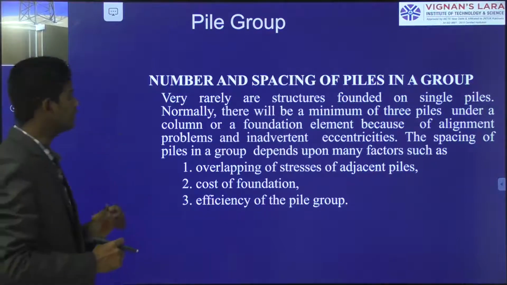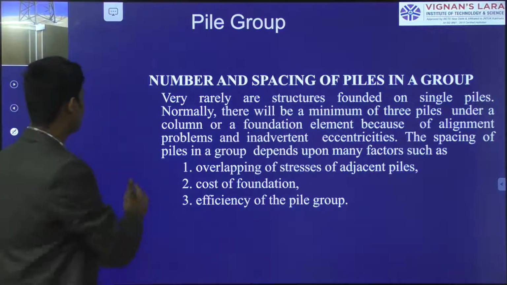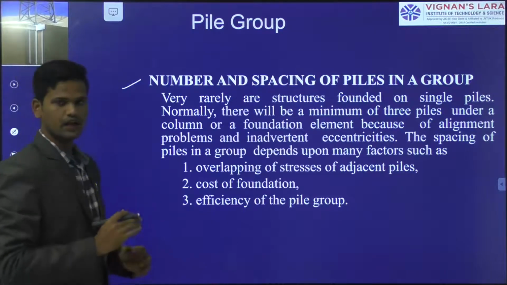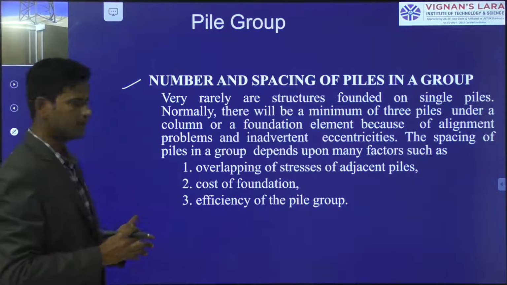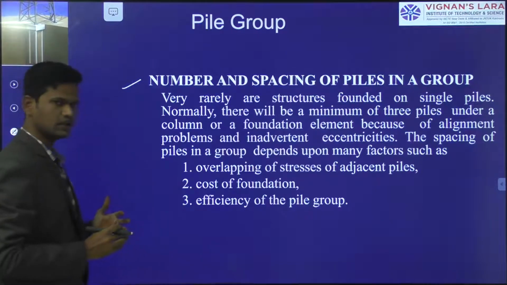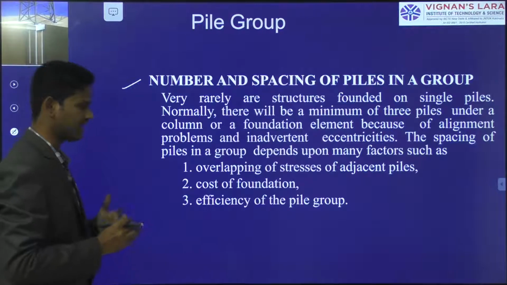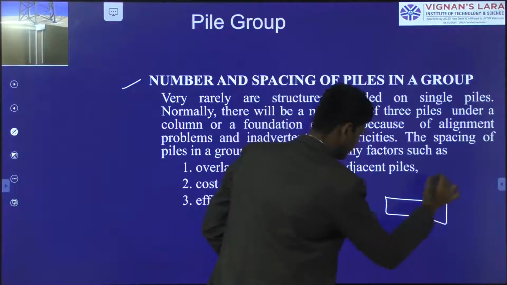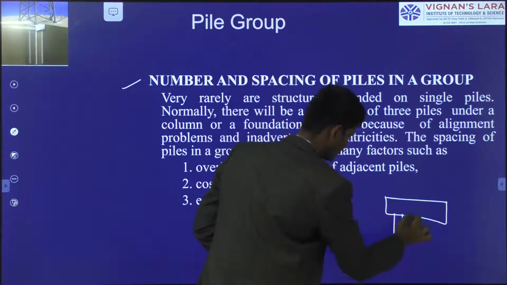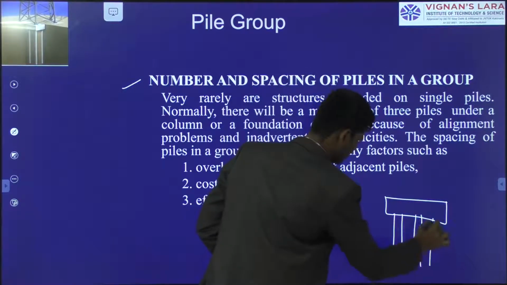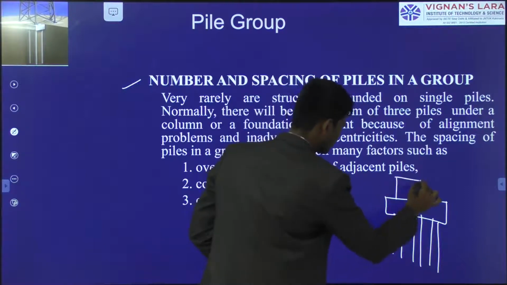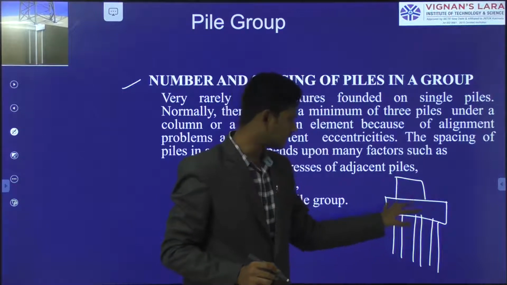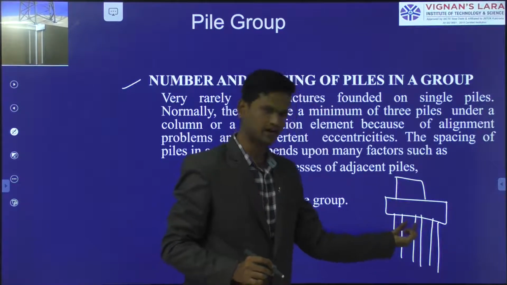Okay, coming to the pile group, if you observe here, the number and spacing of the piles in a group and what is meant by group action of the piles. If you observe, in the starting itself I have shown one image. In that image I kept one pile cap like this, and in the bottom we provided some number of piles. On them we are providing a column. Here, for one particular pile cap we have kept a number of piles.